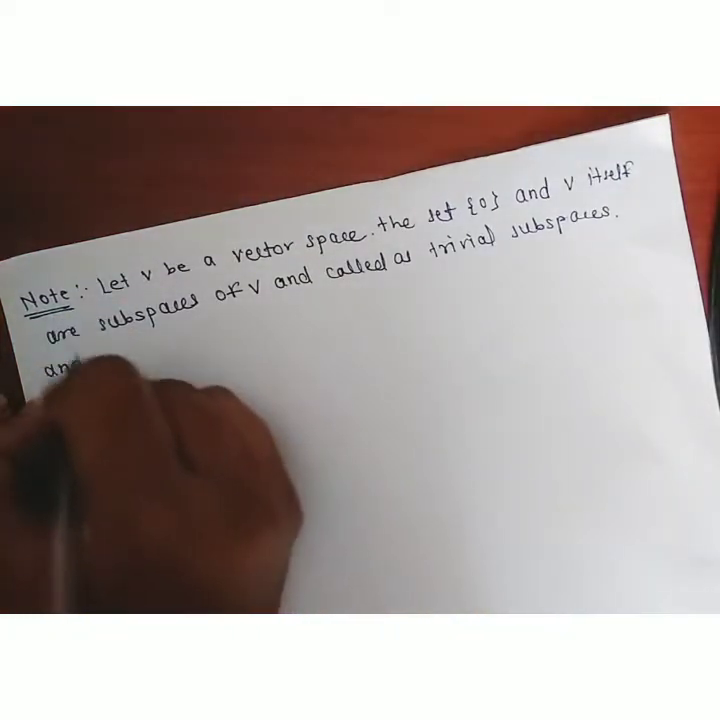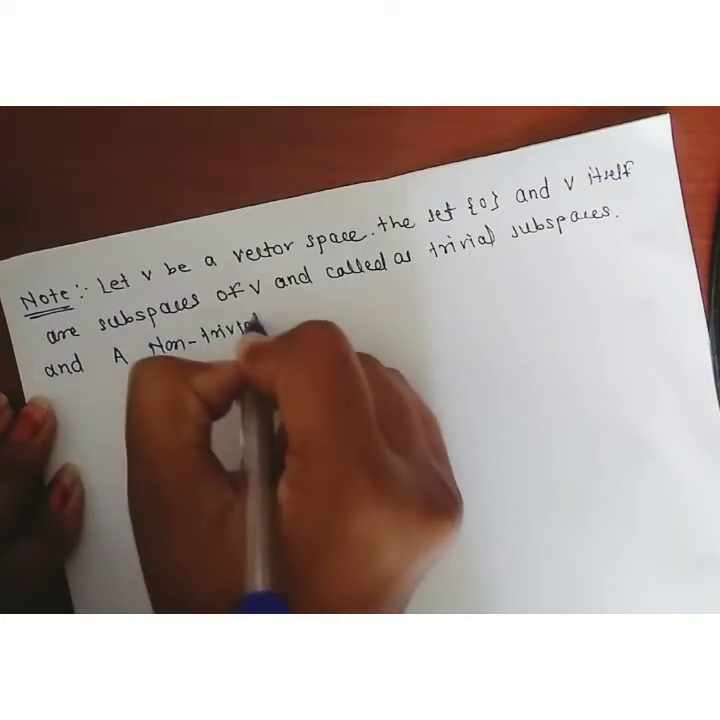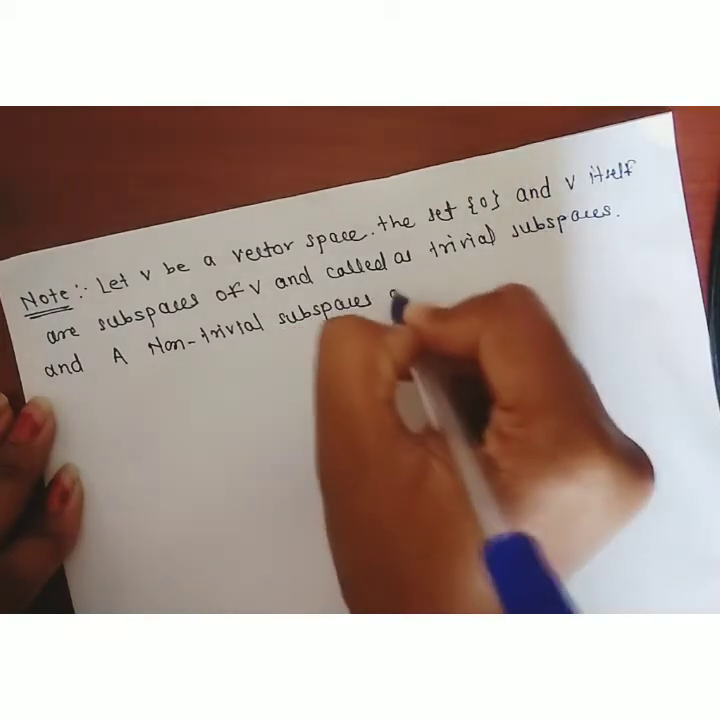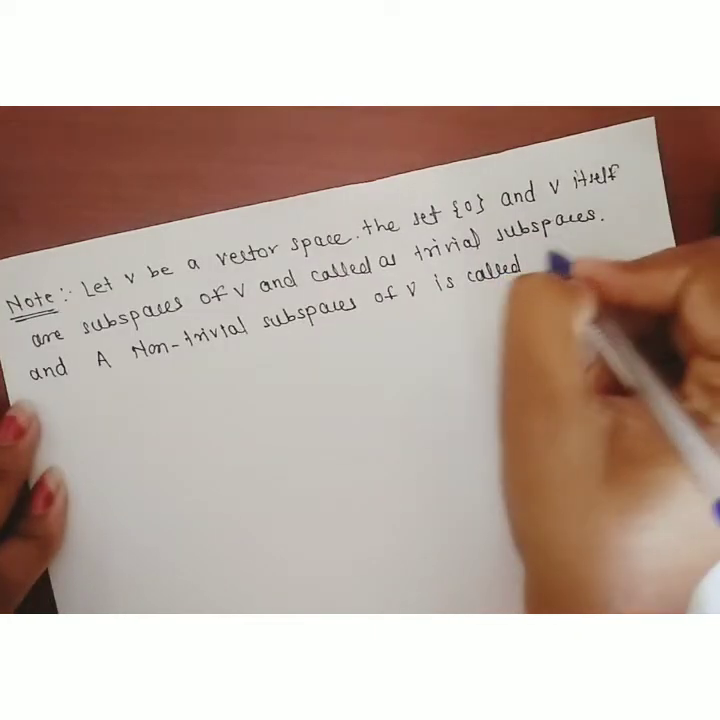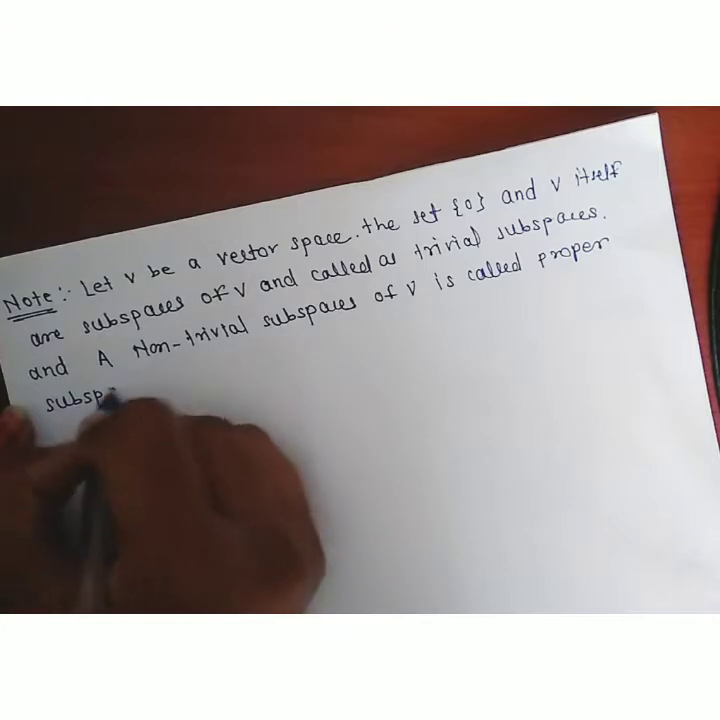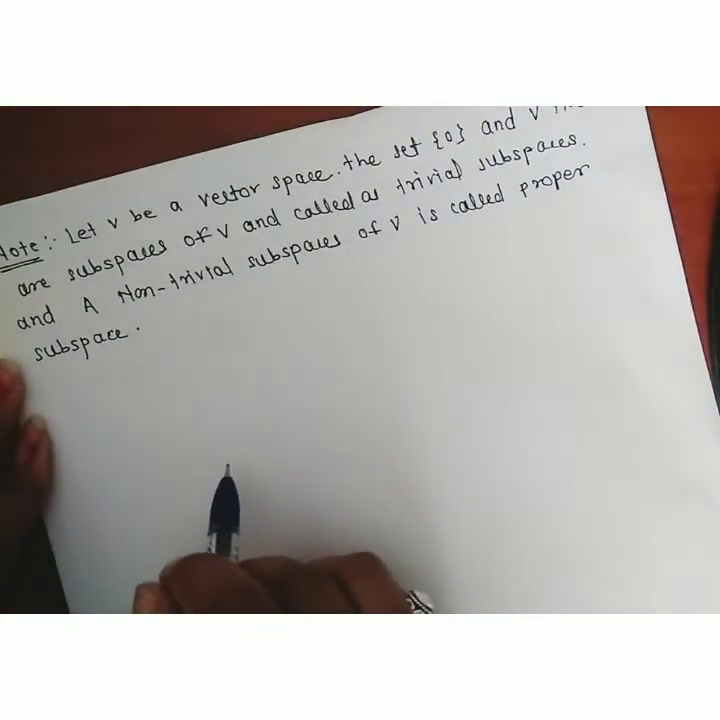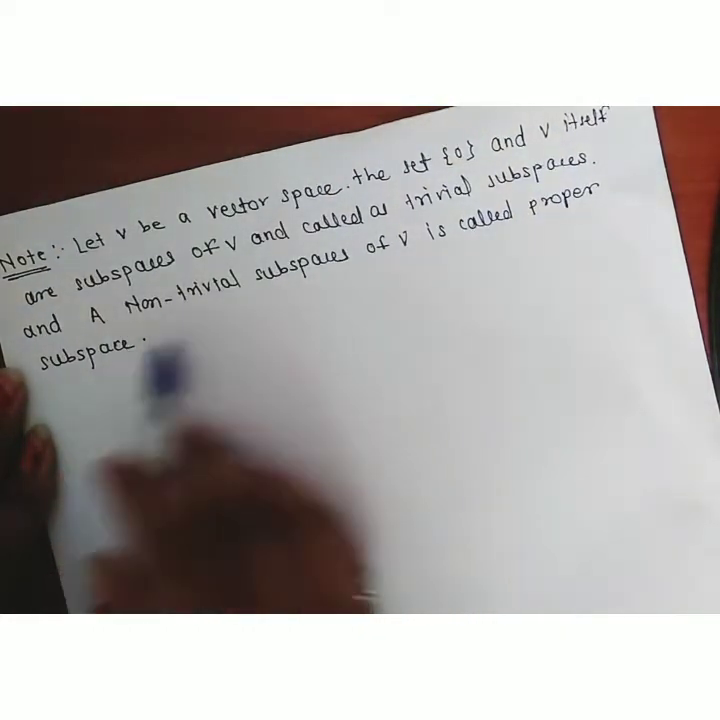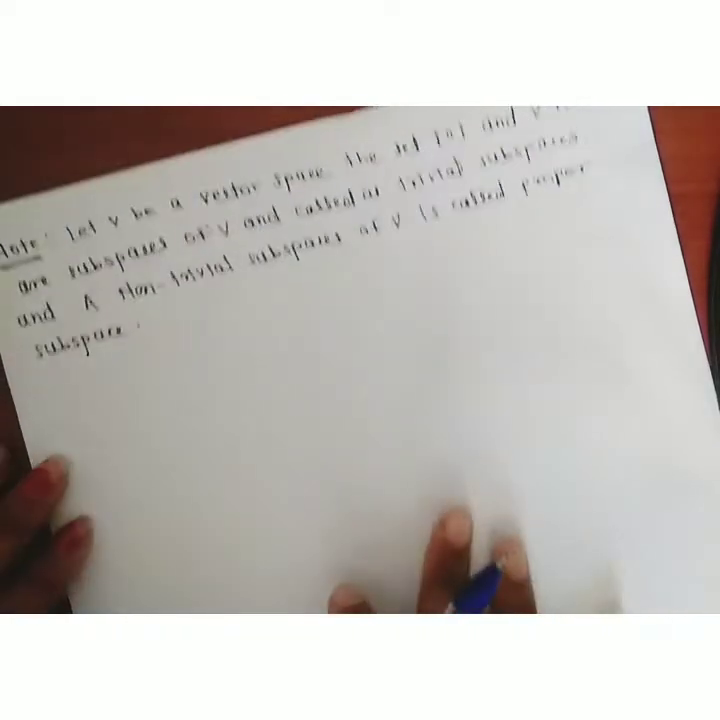And a non-trivial subspace of V is called a proper subspace. The subspaces other than {0} and V itself are said to be proper subspaces of V, or the non-trivial subspaces of V. Now we go through some examples.